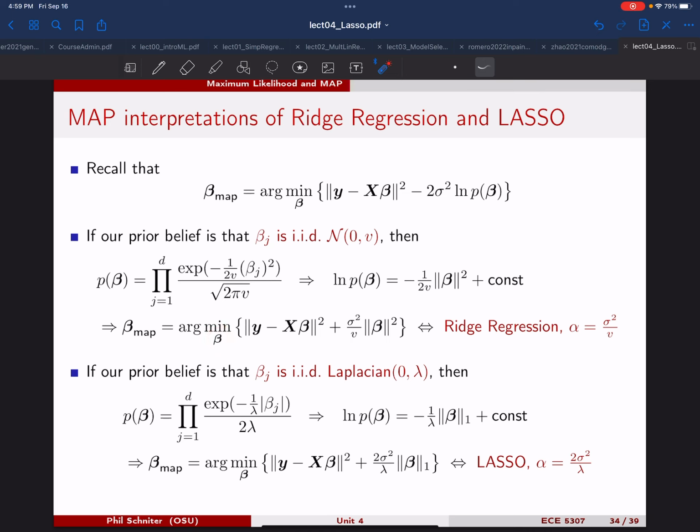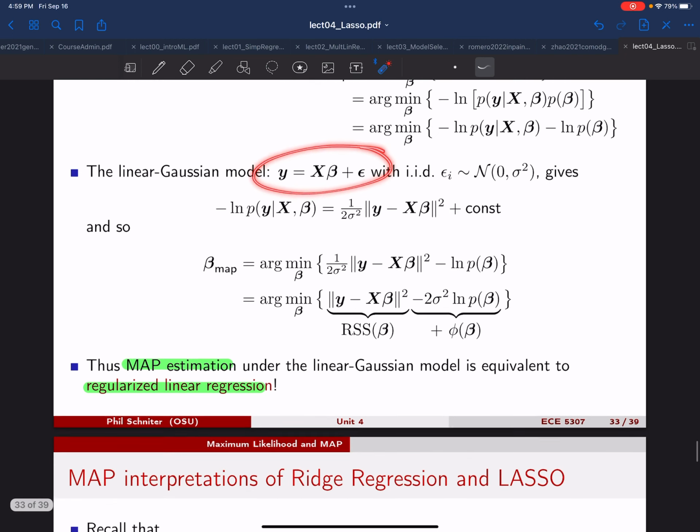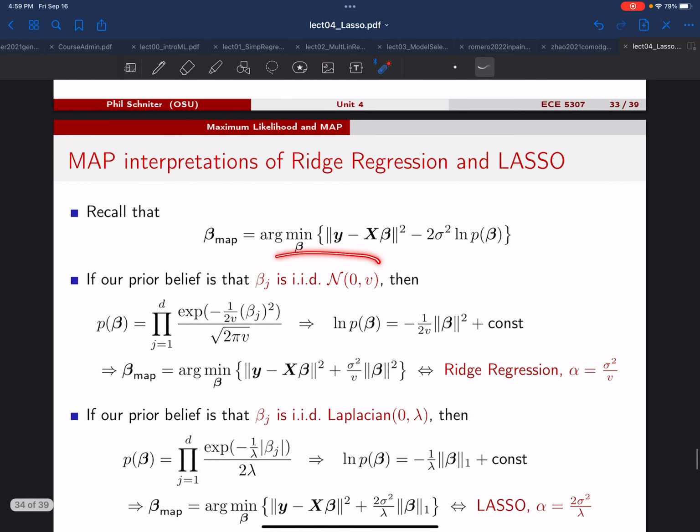Okay, so this is a way of explaining ridge regression. Ridge regression is just like doing this linear Gaussian likelihood plus another Gaussian prior on your coefficients. It's just a way of saying your coefficients shouldn't be that far from 0. By selecting v, as v gets smaller, that means you believe they're closer and closer to 0.